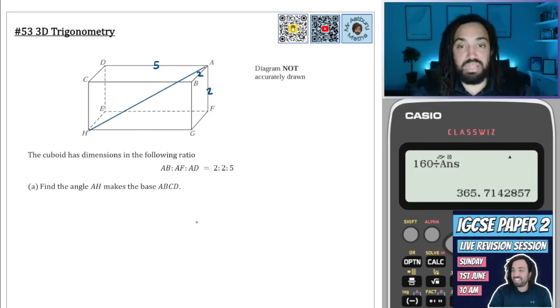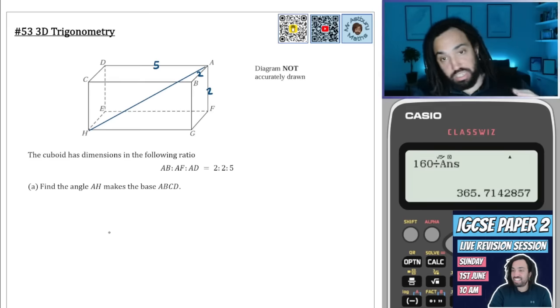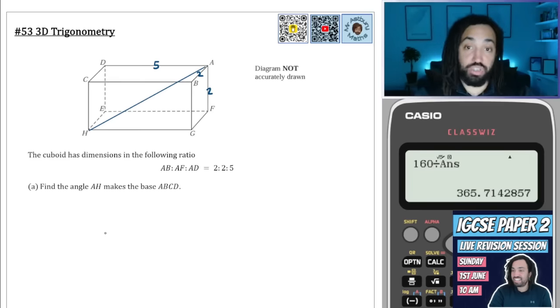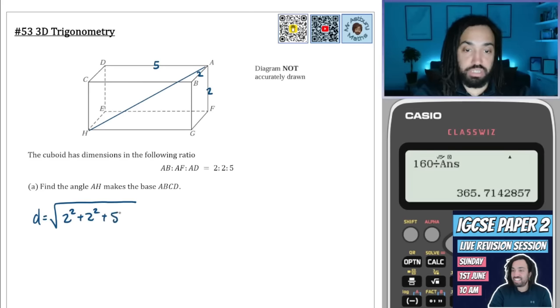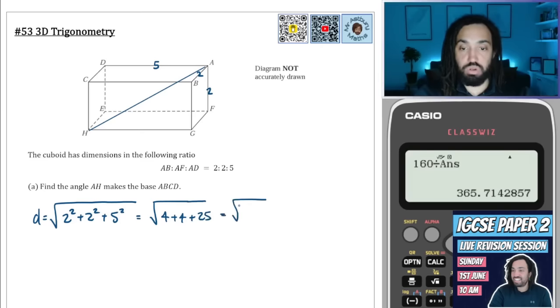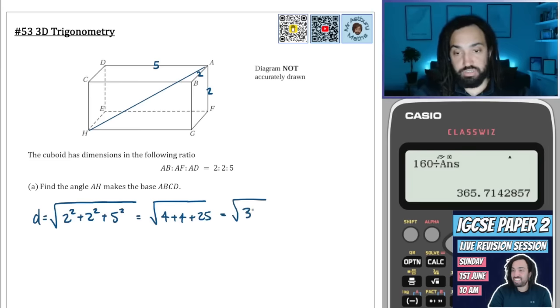So h, well, if you're trying to find the long diagonal of a cuboid, then there's a really quick way of finding it, and that is just by doing the square root of all 3 dimensions squared and added together. So in this case, 2 squared plus 2 squared plus 5 squared, which gives us the square root of 4 plus 4 plus 25, which is the square root of 33.